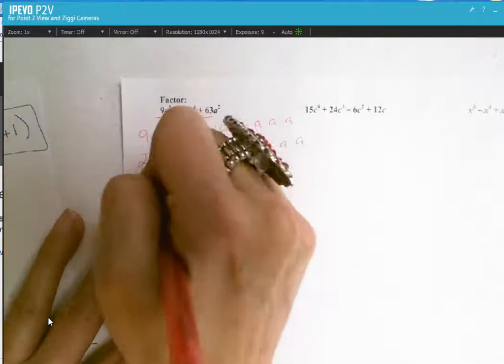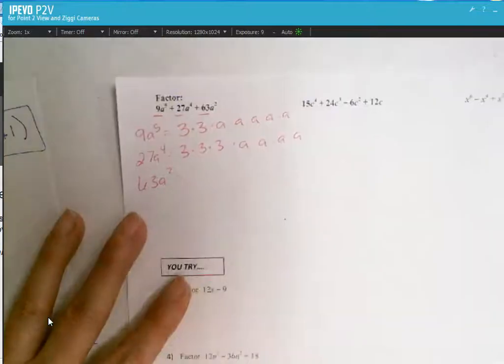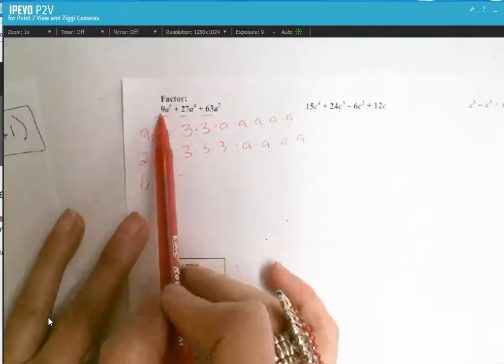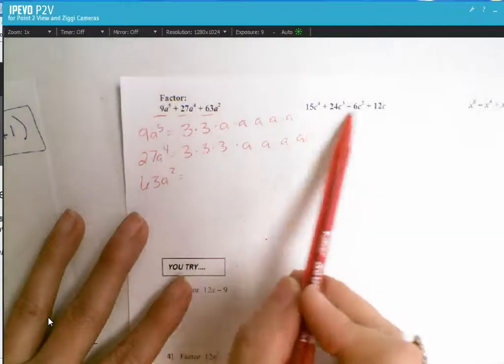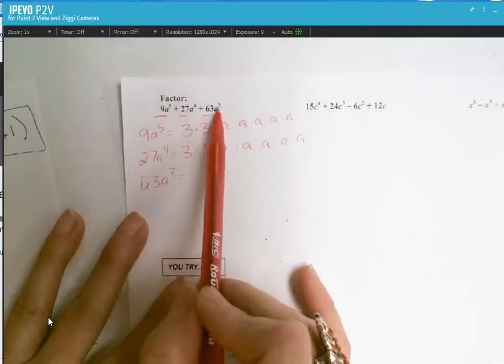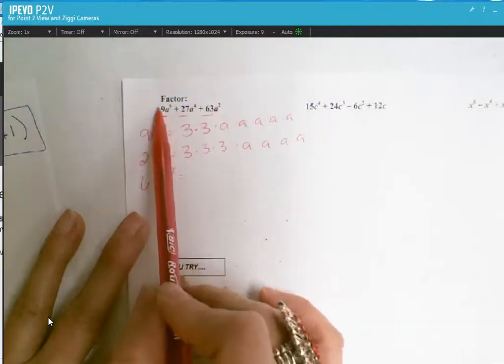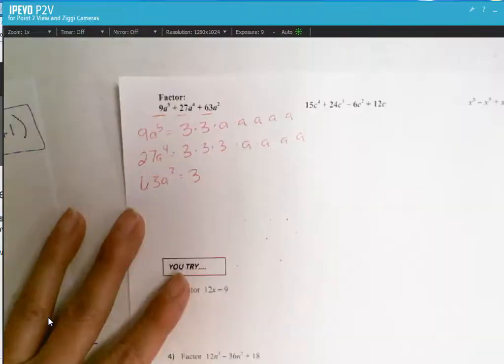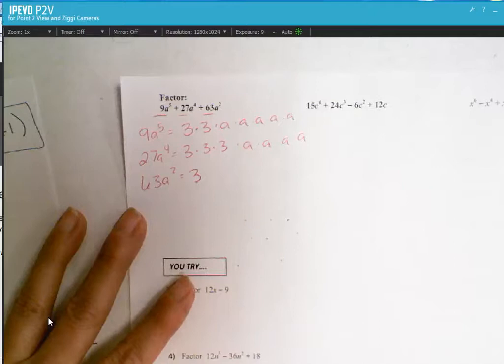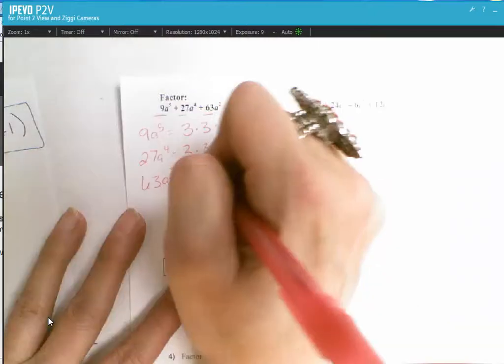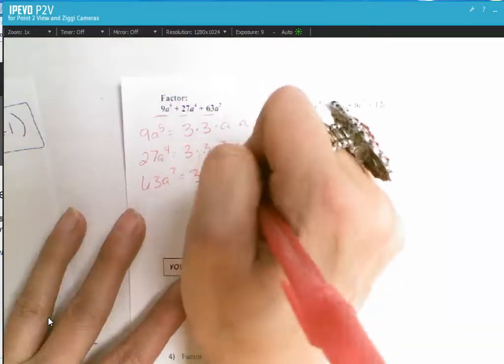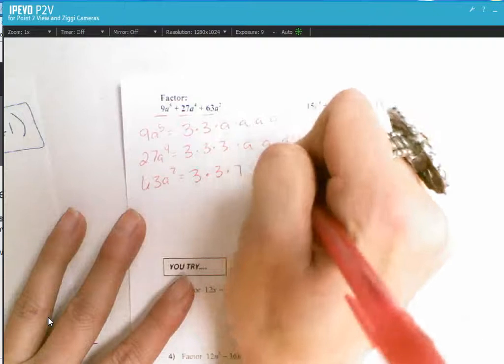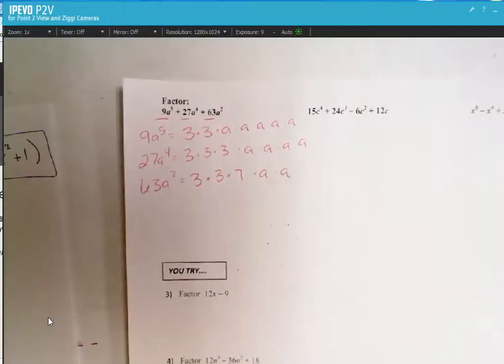And then I have 63a squared. So what I would have done in my calculator was look for the smallest number that's showing up and see if it divides into each of these. Lucky for us, 9 does go into 63. I have 63 gets divided by 3. 3 times 21, but 21 can be factored into 3 times 7, times a times a. If this seems crazy fast, that's because you don't have your GCF process down pat and you need to come see me.